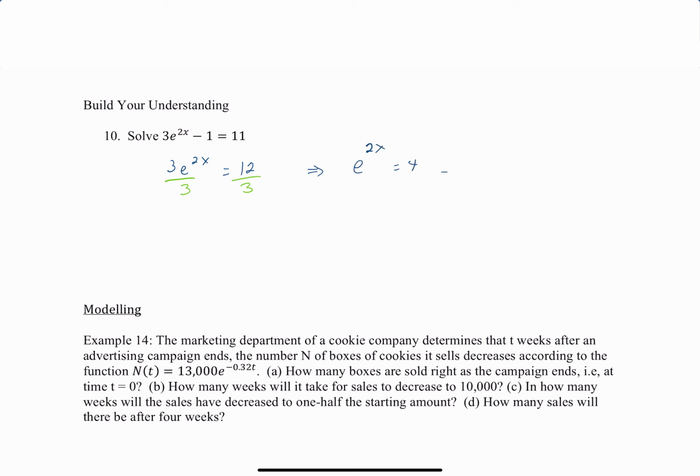And then taking the natural log on both sides, we get the 2x down out of the exponent because the ln and the e cancel. That gives me 2x = ln 4. I'll divide both sides by 2 to get x = (ln 4)/2. Again, remember that is not the same as ln 2.